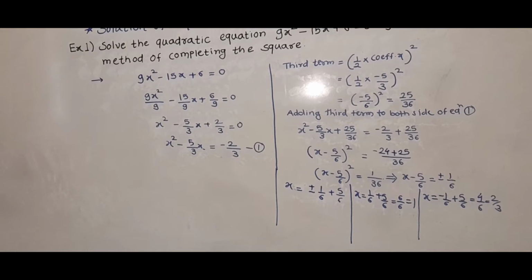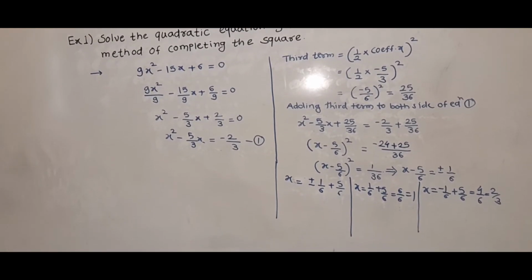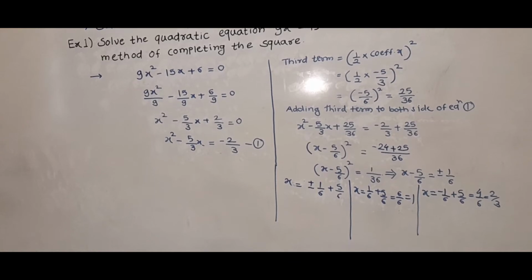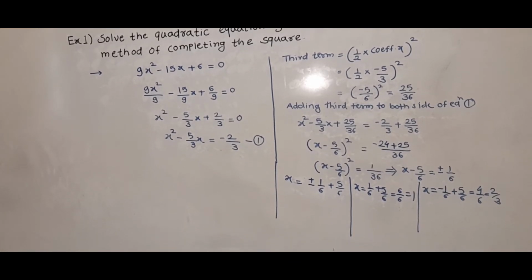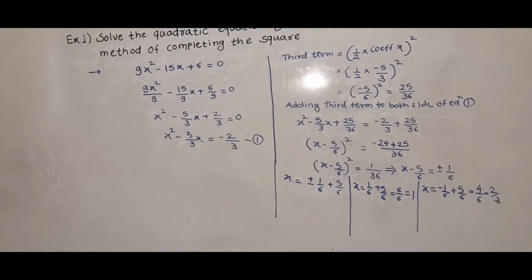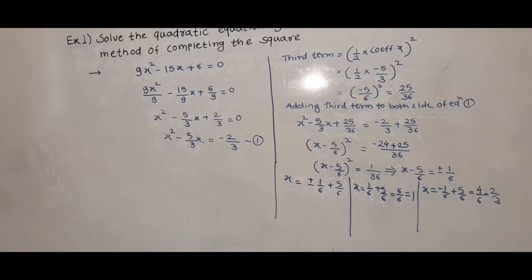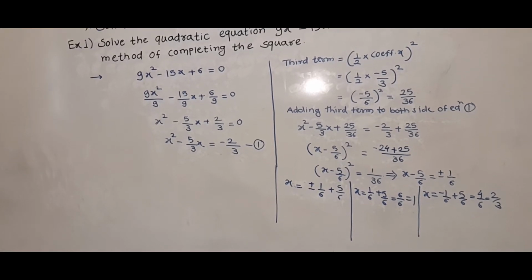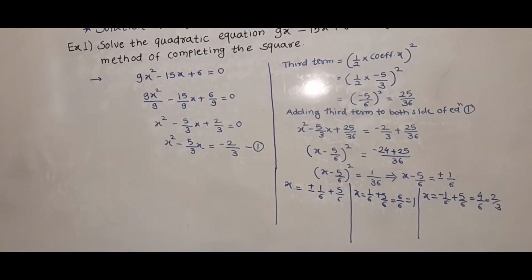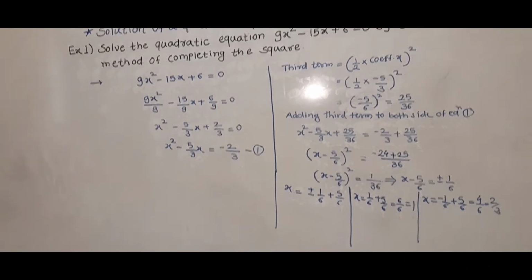Then we have to take first plus 1 by 6 plus 5 by 6. So we will get 6 by 6, that is 1. And another root is x is equal to minus 1 by 6 plus 5 by 6. That is 5 minus 1, 4, 4 by 6, that is equal to 2 by 3. So x is equal to 1 or x is equal to 2 by 3. These are the roots of the quadratic equation.